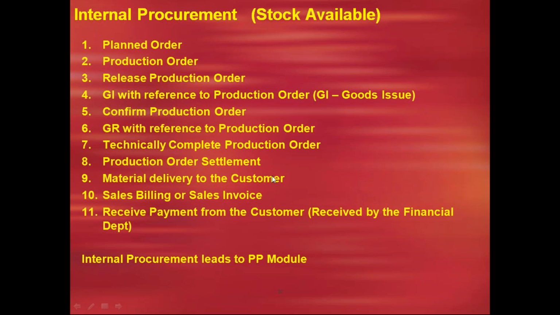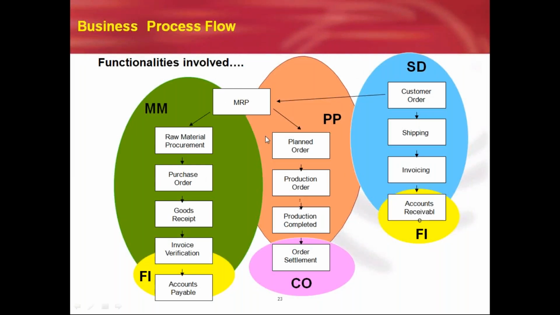Again as the sales order, where sales billing will take place and the payments from the customer are received by the financial department. So this total procurement comes under internal procurement that leads to a module called PP, production planning. So this is the overall business process flow.